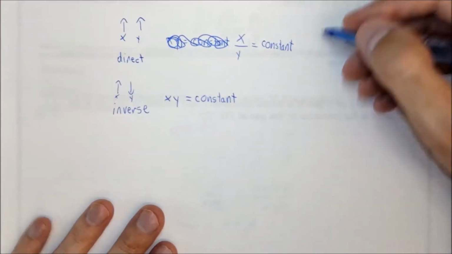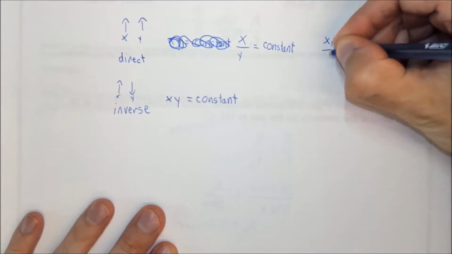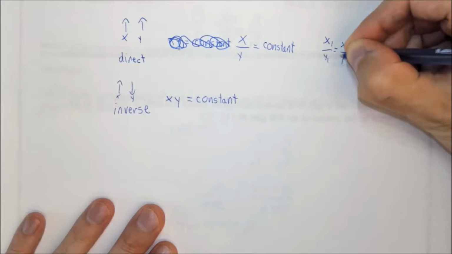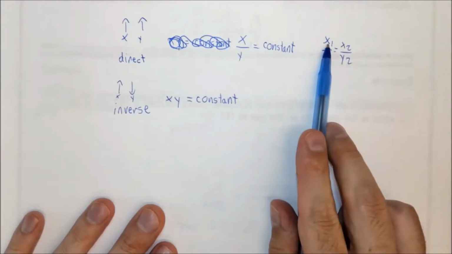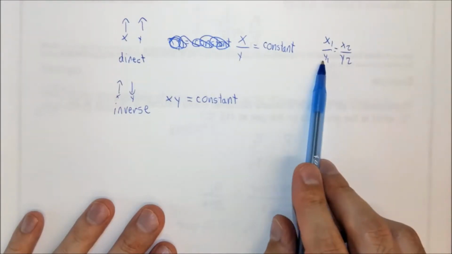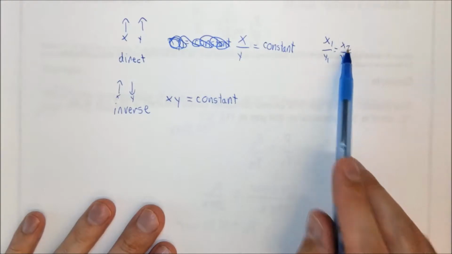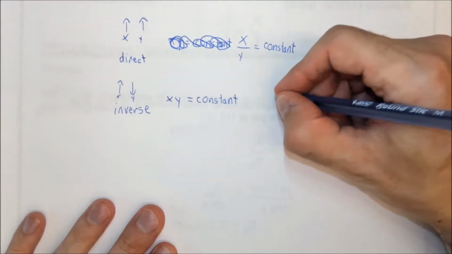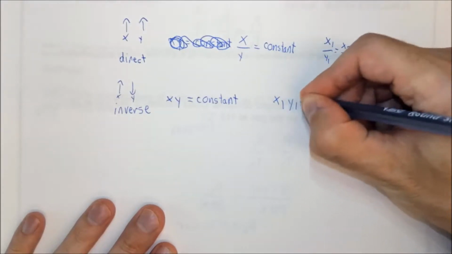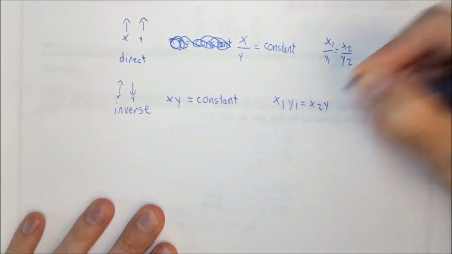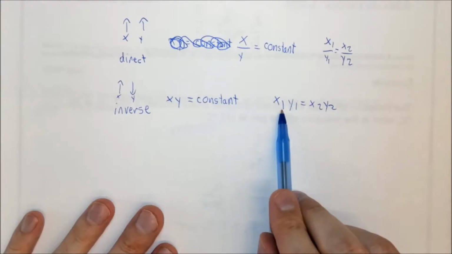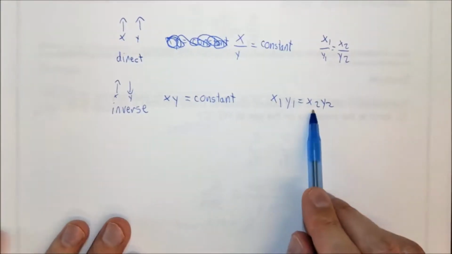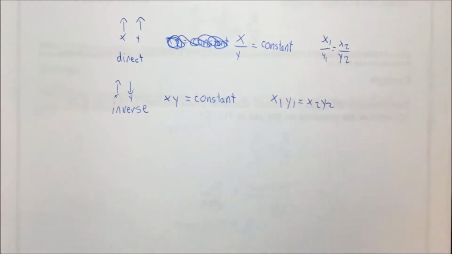Another way you can write this is x1 over y1 equals x2 over y2. So the initial value of x is to the initial value of y, as the final value of x is to the final value of y. And here we could write it as x1 y1 equals x2 y2. Again, the initial value of x is to the initial value of y, as the final value of x is to the final value of y.